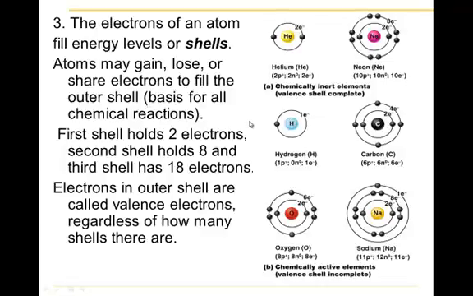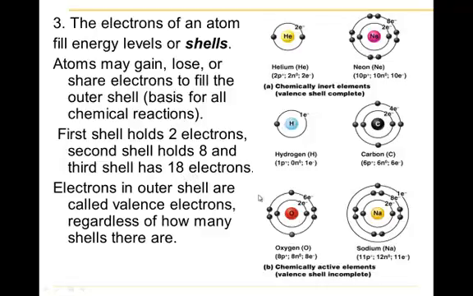Now, I would like you to remember the number of electrons that the first three shells can hold. The first shell can hold 2 electrons, the second shell can hold 8 electrons, and the third shell may hold 18 electrons, but it has a stable point at 8 electrons.